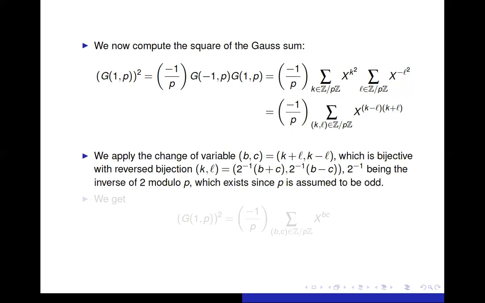And now, from k, l, I do a change of variable b, c = k + l, k - l. This change of variable is bijective because there is an explicit reverse bijection. It's just two equations with two unknowns. And because p is odd, 2 is invertible, so I can reverse my change of variable. So this is a bijective change of variable. And if I apply this change of variable, I get that the square of the Gauss sum is (-1/p) times the sum of x^(bc) for b, c in Z/pZ.